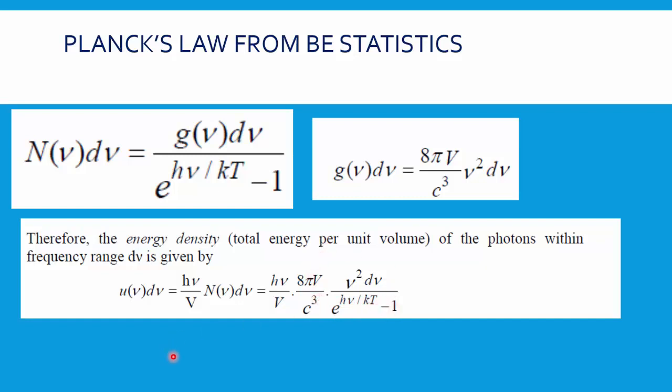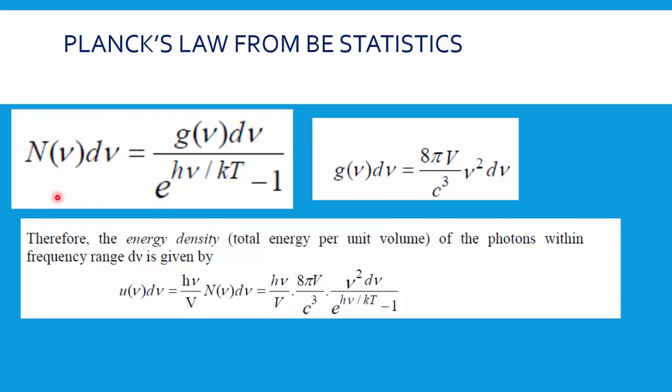Now in the next step, since Planck has expressed Planck's law as energy density, I'm going to transform this expression after substituting the value of g, the quantum state, into this equation. I'm going to change this number of photons in terms of energy density.